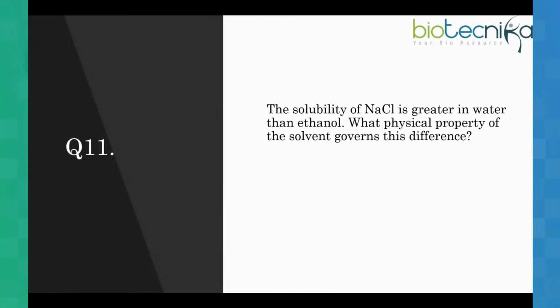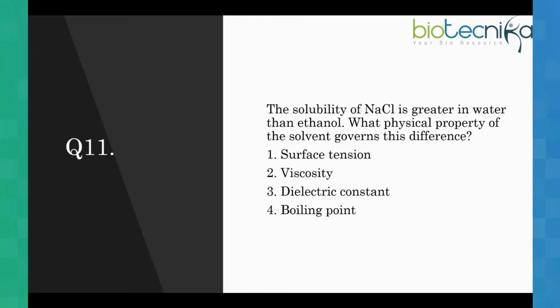Okay. So solubility of NaCl is greater in water than ethanol. What physical property of the solvent governs this difference? See, NaCl is an ionic substance. So the solubility is greater in water, which is a polar substance, than ethanol. The polarity of ethanol is not that much. So what physical property is present because of which this difference occurs? Obviously, it depends upon the polarity. Water is more polar than ethanol, and like dissolves like.